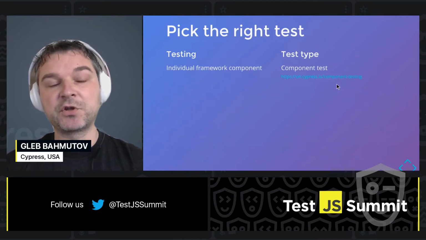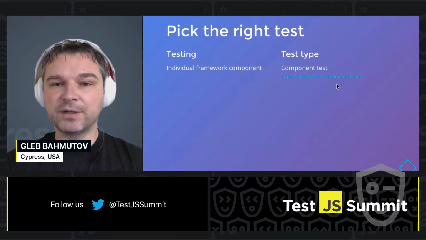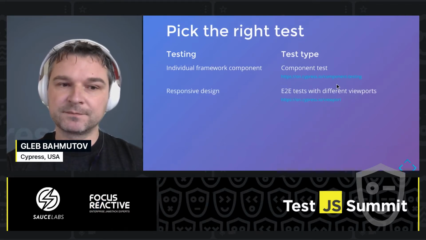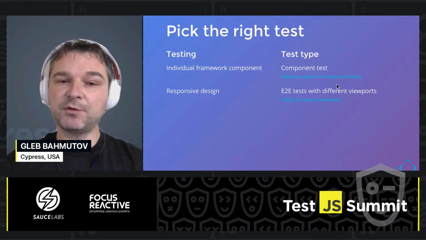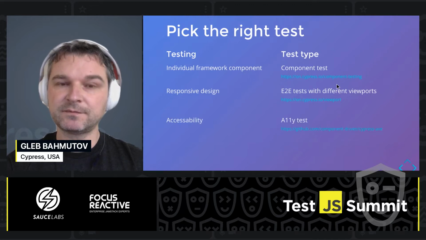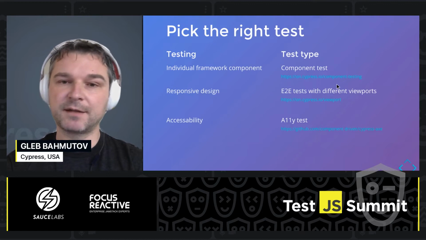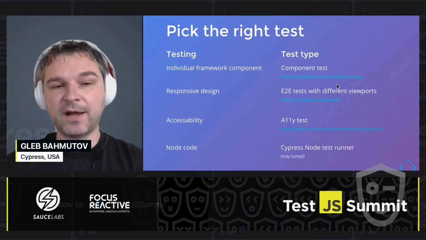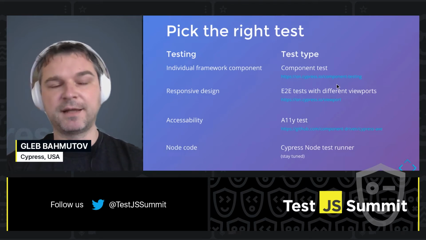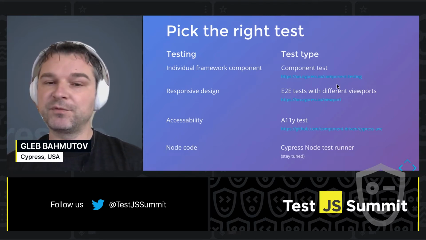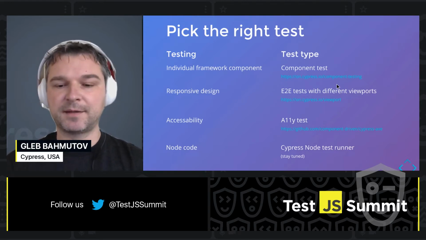If you want to test an individual framework component from React or Vue or Angular component, you want to write a component test. If you want to see how your page behaves in different resolution, you want to run your end-to-end test with different viewport. If you want to test accessibility, you want to write an accessibility test using a plugin. Finally, if you want to run node code, not the browser code, but node code, and test it, well, you cannot do it with Cypress today, but stay tuned because we are working on Cypress Node Test Runner.